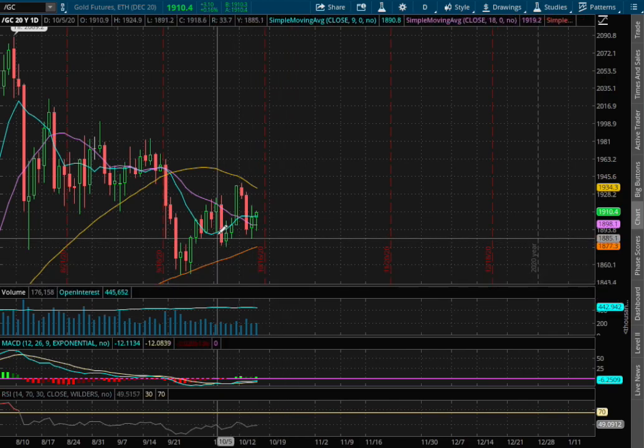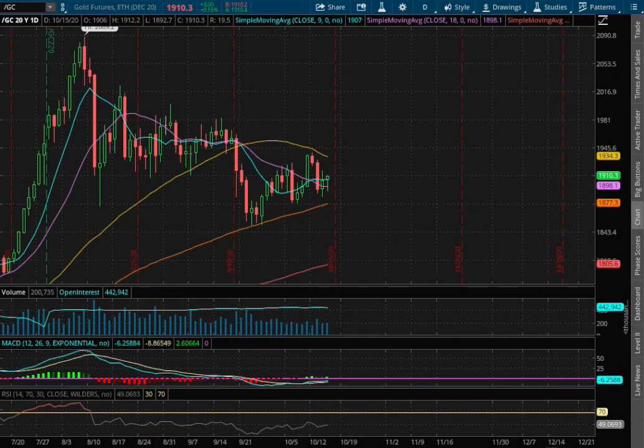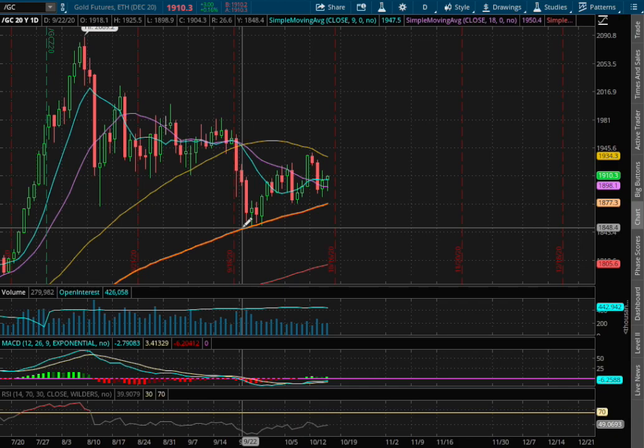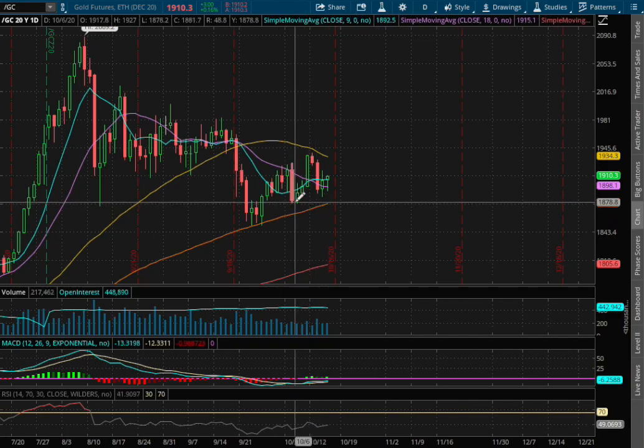And at the moment, we did see a convergence of the 9 moving average onto the 18-day moving average. So the next possible support level will be the 100-day moving average, this orange line, at the price of $1,877, as that coincides with past support levels that dated back to October 6th and October 7th.